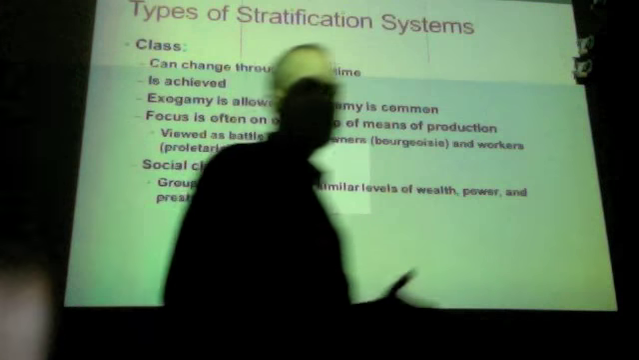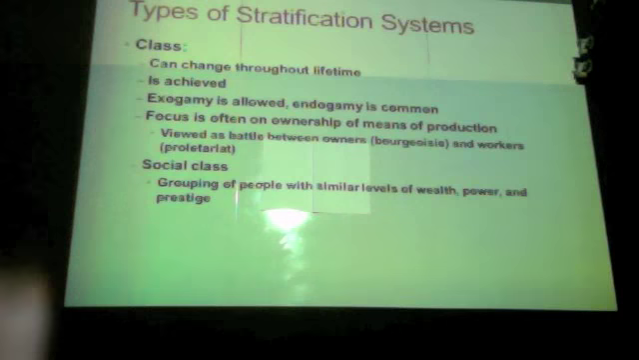Now, the focus in a class system is on the means of production. From a sociological point of view, we want to know who owns the means of production. And this is looking at it from a conflict theorist perspective. You want to know who owns the means of production. And so a conflict theorist is going to say that there is a battle between two groups. Those two groups are the owners and the workers.